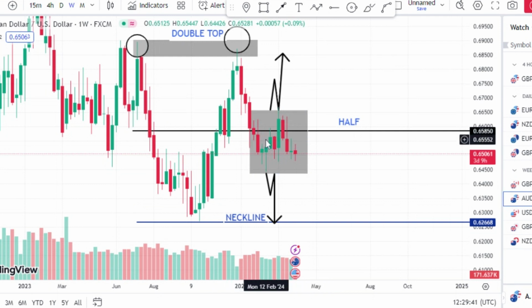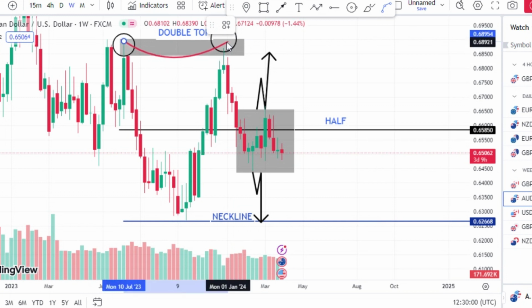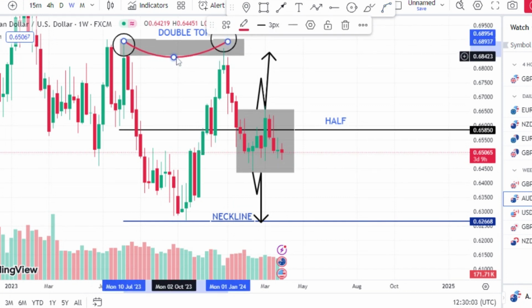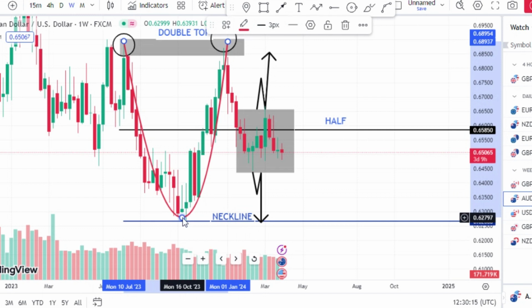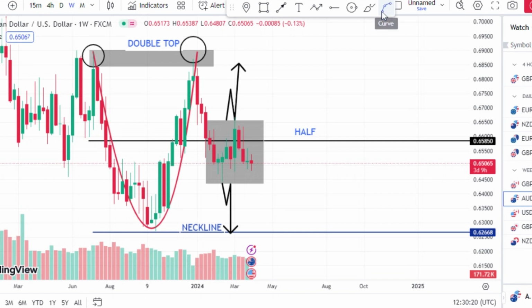Yes, I know it has broken, but you see it is consolidating. And do you know that this market, yes, it is a double top, it can come to the half. It can create another pattern here, and it can form a cup and handle. I never showed you how to trade a cup and handle. It can form a cup and handle where the market fails to reach the half or even the neckline, then it reverses and goes back.